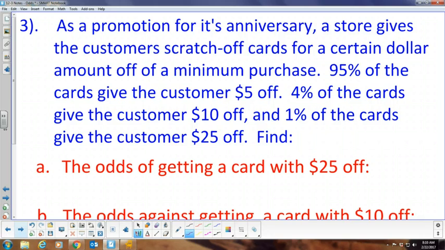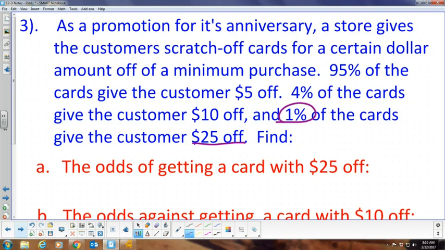So it says, what are the odds of getting a card with $25 off? So the only thing we're talking about here is the $25 off, and that's 1%. So if it's a 1% chance of happening, what's the probability of getting a $25 off card? 1 out of 100, right? Does everyone understand that? So the probability would be 1 out of 100.